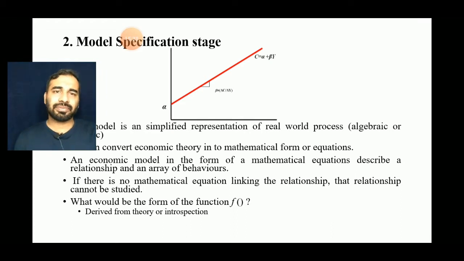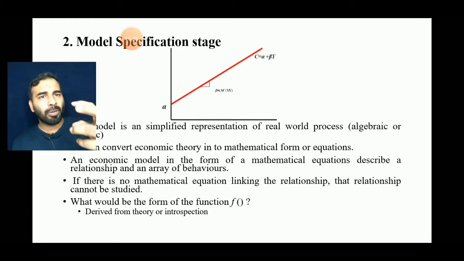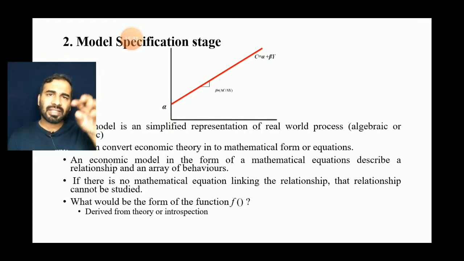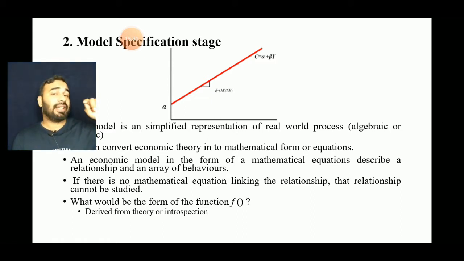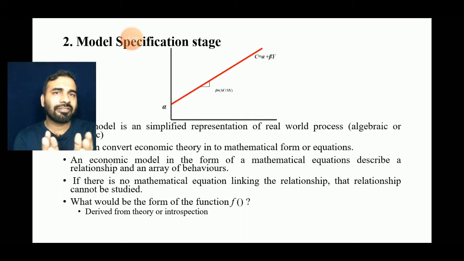Then you tell me, what is the form of the function? Look at this graph. What is the form of this graph? Is it a constant function, a straight function, a linear function, quadratic, cubic, exponential, or logarithmic function? What kind of function is this? We can say it's a linear function.